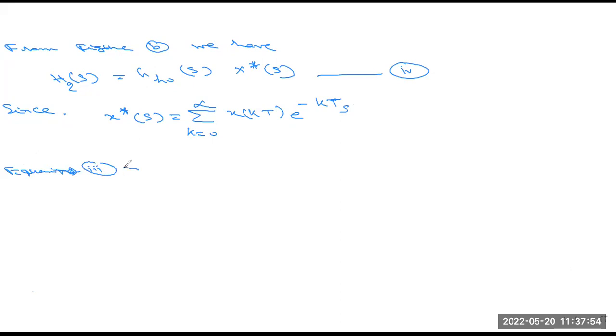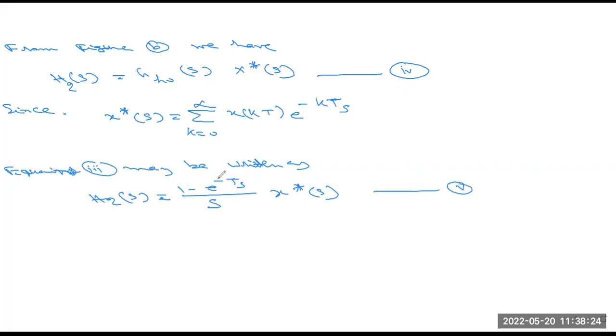Equation 3 may be written as, that is H2S 1 minus e to the power es by s x asterisk of s, because here the s asterisk of value of this one, so that's why we have to put this value into the equation number 3. The equation is coming in this pattern, that is equation number 5.